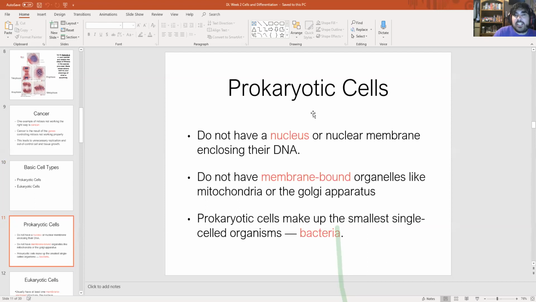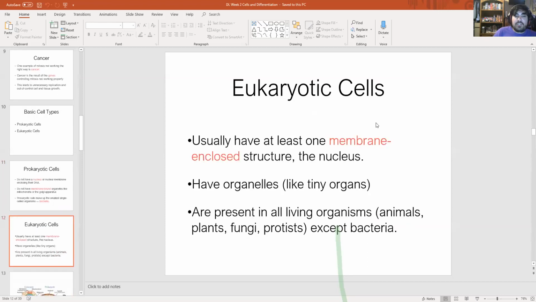On the flip side, you got eukaryotic cells. So they usually have at least one membrane enclosed structure, which is called the nucleus. They have organelles, so tiny organs. We'll get more into the organelles soon. And they're present in all living organisms, animals, plants, fungi, protists.